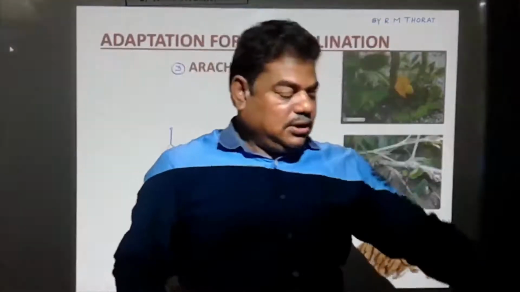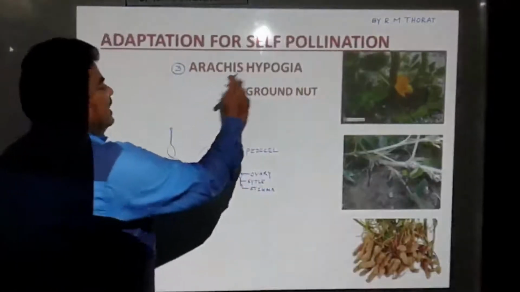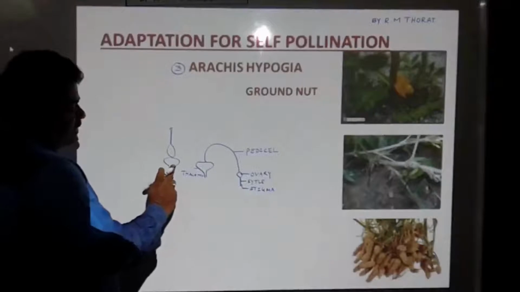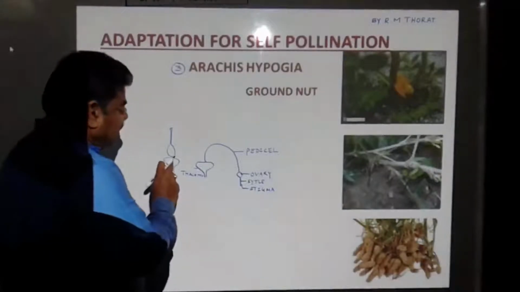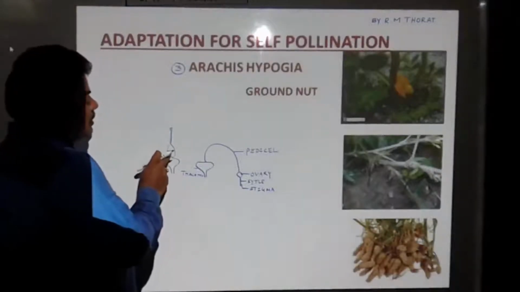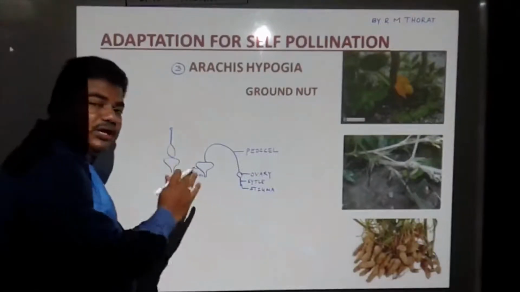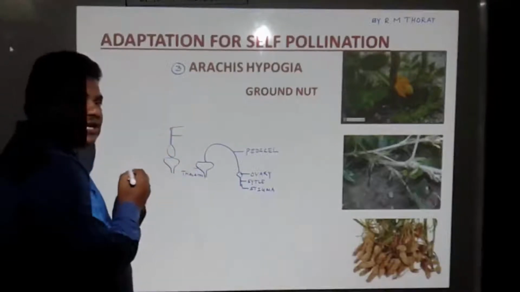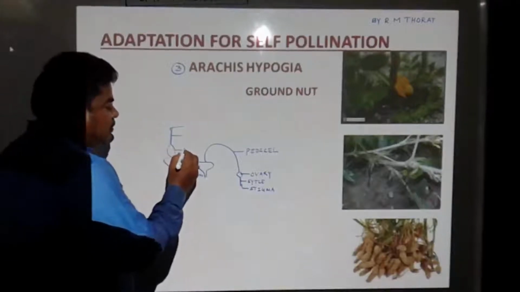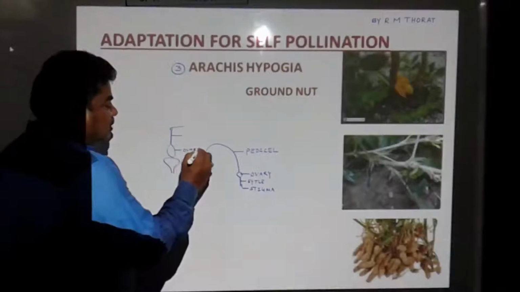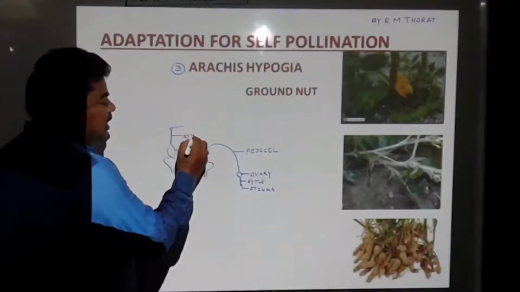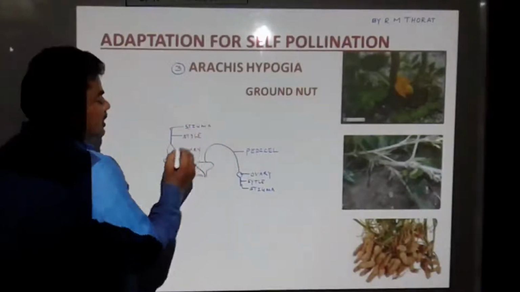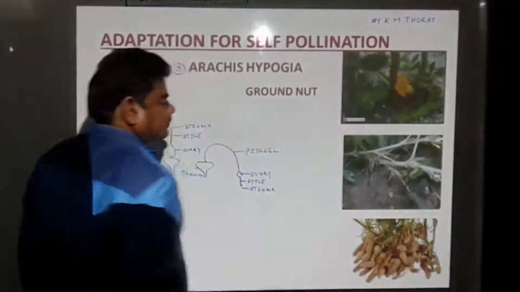Now what happens in the case of Arachis hypogaea, the groundnut? This one is the thalamus, and on the thalamus the ovary, the female reproductive organ, is present, which consists of this stigma, this style, and this ovary. This is the structure present in this flower.